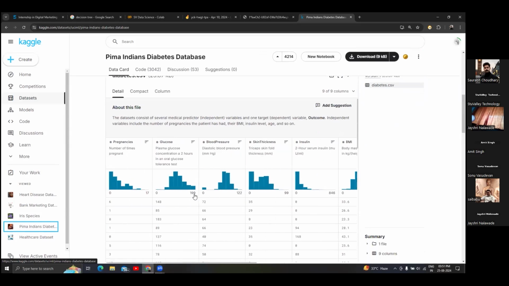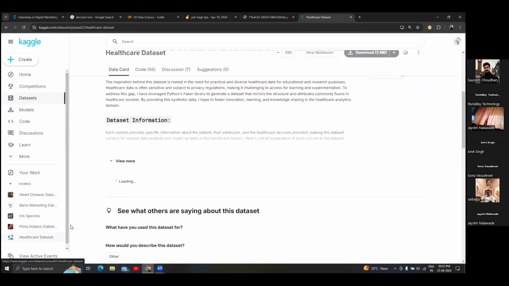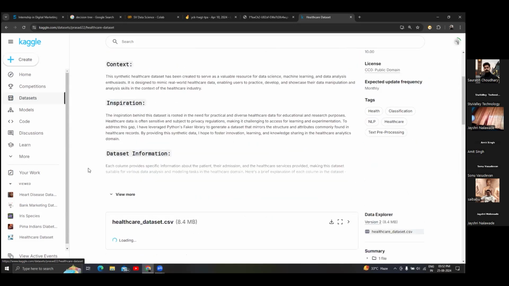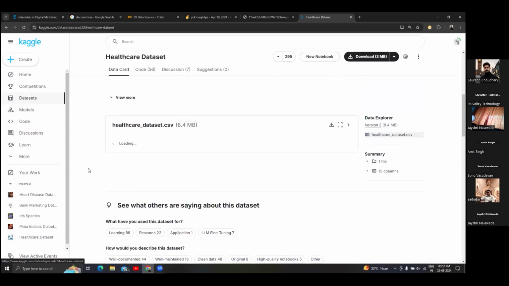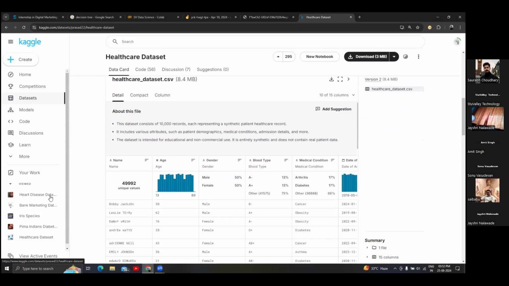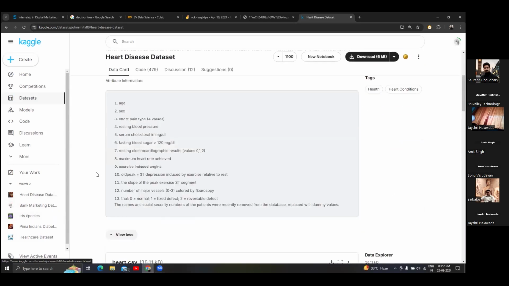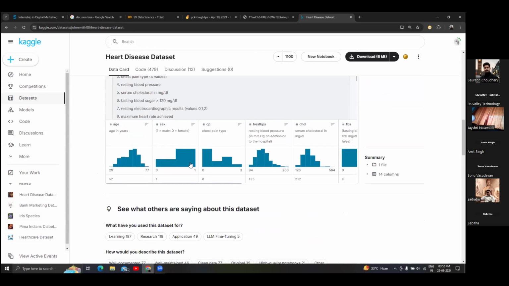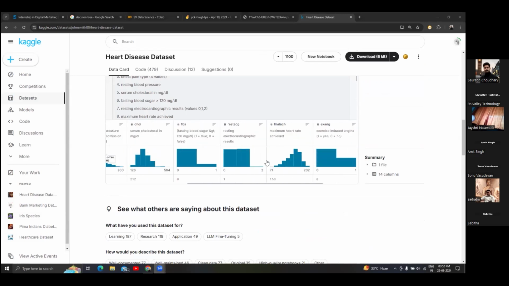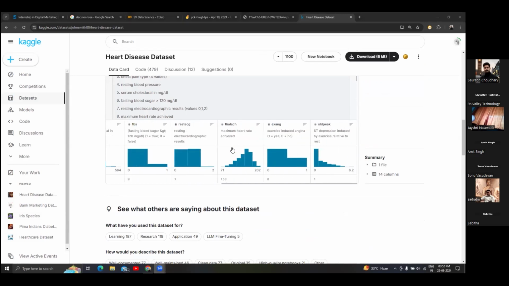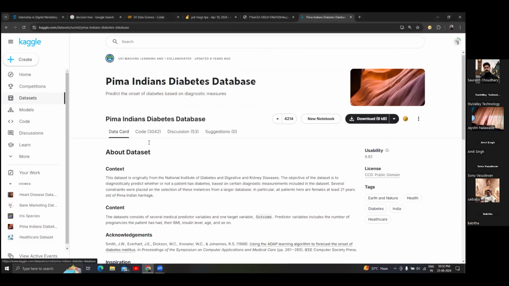Wait, I think there is one problem here in this data. Let me see again. There is no outcome, right? Yeah, in the data we don't have the outcome, like whether that particular person had a heart disease or not. This data is not telling us. I think Indian diabetes, this data you can use.